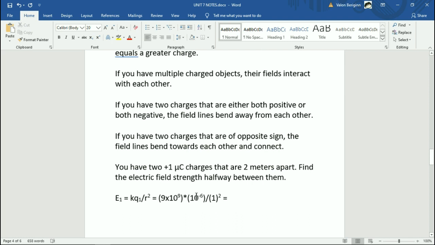9 times 10 to the 9 times 10 to the minus 6, so that becomes 9 times 10 to the 3, which is just 9,000 newtons per coulomb.